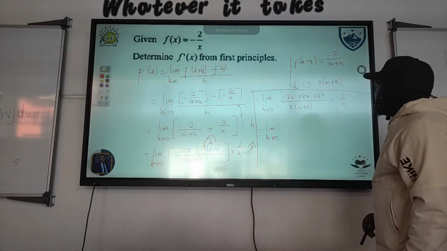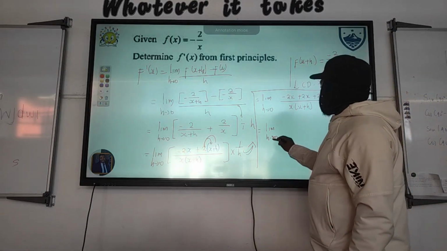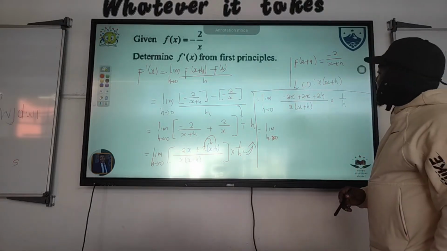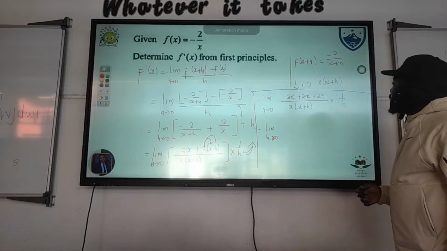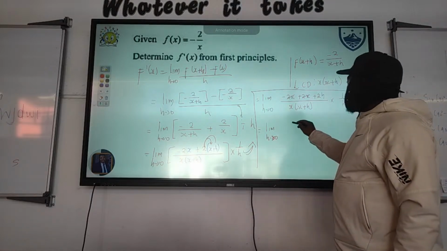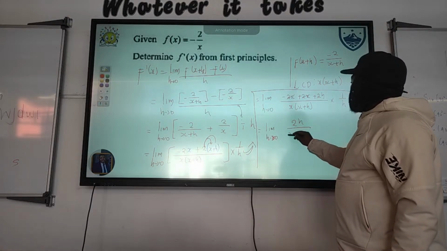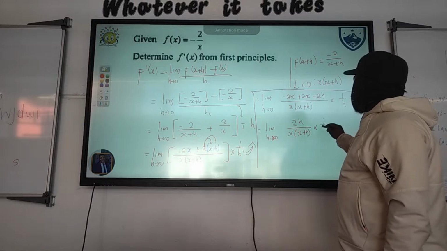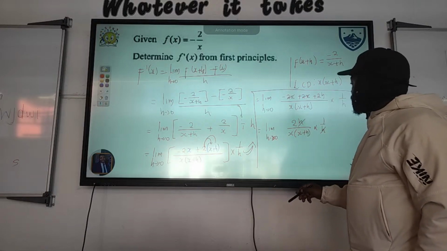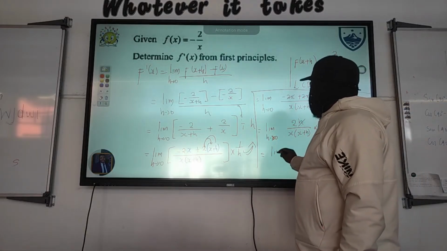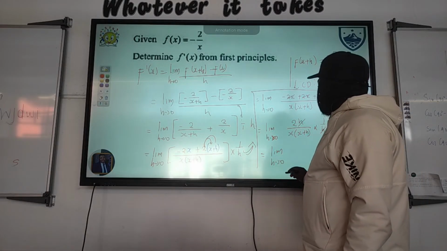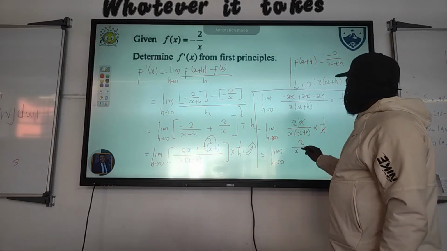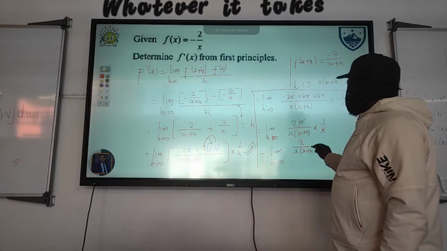I'm still simplifying. I'm not rushing it. When h goes to 0, this looks like something else. This will subtract it, not divide. And then I'll be left with 2h over x plus h multiplied by 1 over h. H will divide h now. I'll now be left with the limit when h goes to 0, which will be equal to 2 over x times x plus h.